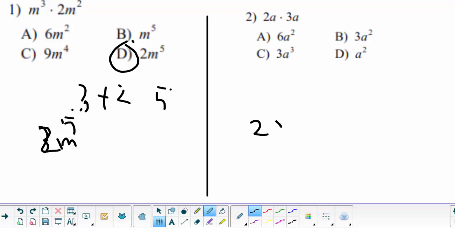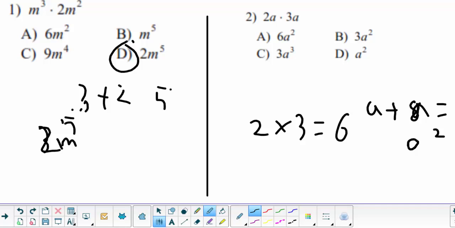So when they have numbers out in front, we have to multiply them. So that's why he's multiplying the 2 times 3 to get 6. And then I'm not really sure what that says. I think he's adding the exponents because they're both a's to the first power. So 1 plus 1 is 2. So you would have a 6a squared as your final answer.